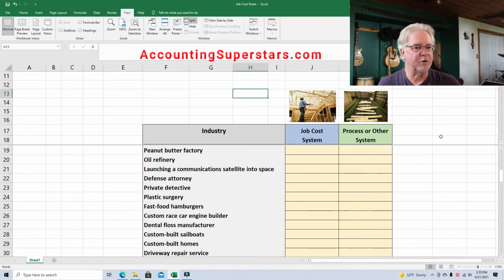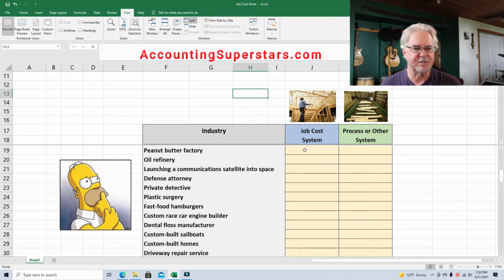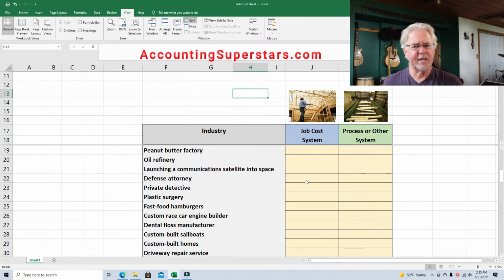Here we go. So what I've got here on the left-hand side in the gray color is a whole bunch of companies and industries. We're going to look at each and every one of them real quickly and decide, would they use a job cost system or a process system? And it's real easy to tell the difference between the two. Job cost, whenever the product is custom made, it's going to be job cost.